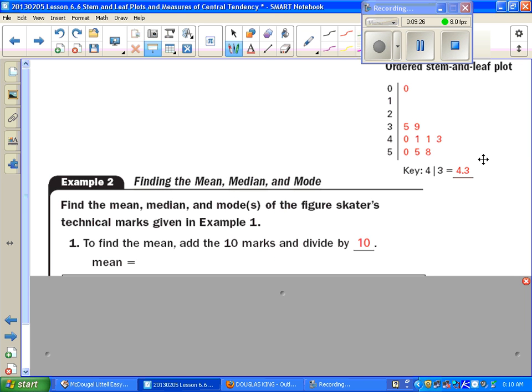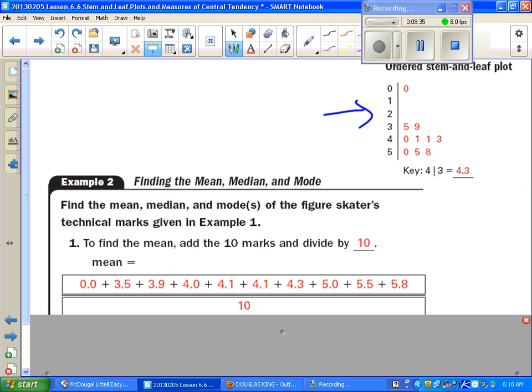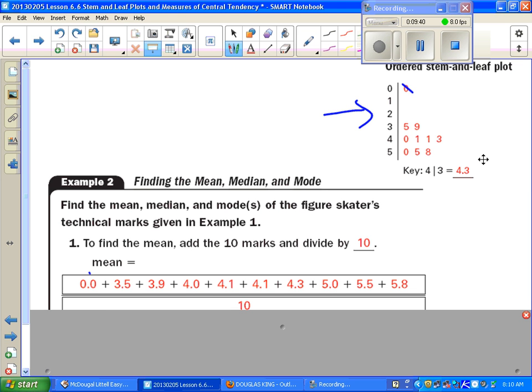And here's your ordered stem and leaf plot right here to reference. It says find the mean, median, and mode of the figure skater's marks. So to find the mean, add up the 10 marks. Add them up just like this. 0.0, that's this one. 3.5 is this one. 3.9, 4.0. Make sure you carry over the stem as well as the leaf. 4.1, 4.1, 4.3, 5.0, 5.5, and then 5.8.